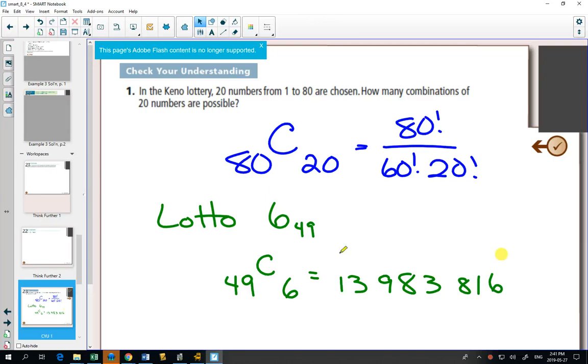Questions for practice on this one? 4, 5, and 7.